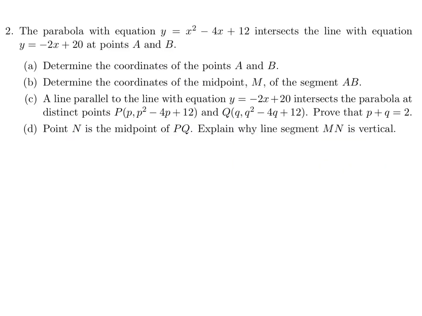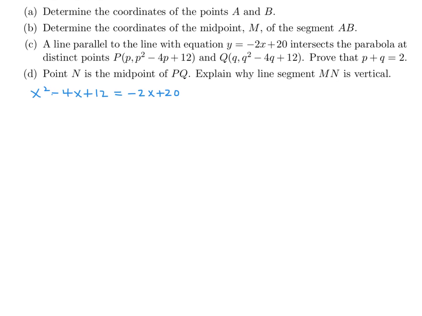The parabola with the equation y is equal to x squared minus 4x plus 12 intersects the line with the equation y is equal to minus 2x plus 20 at points A and B. Determine the coordinates of points A and B. I guess we just have to set them equal to each other. So x squared minus 4x plus 12 is equal to minus 2x plus 20. And solve.